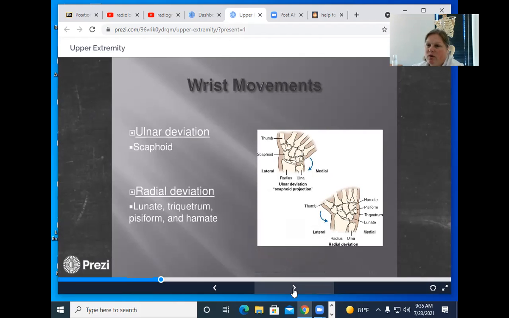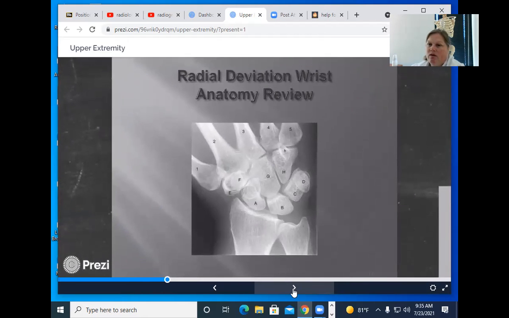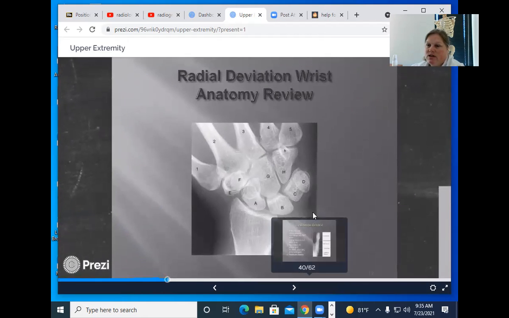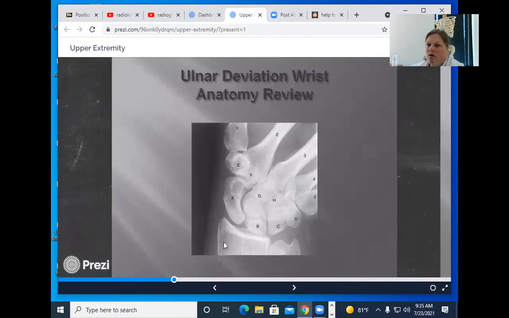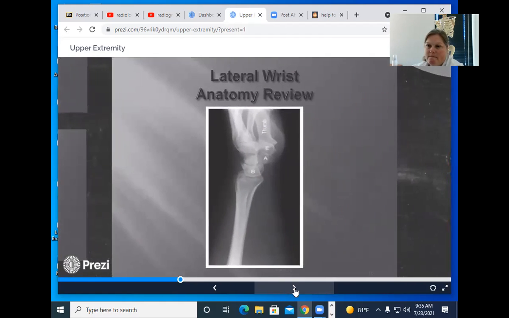Ulnar deviation will help open up the area to see the scaphoid bone. And that's a special view we're going to do. There's a radiograph of ulnar deviation, opening up this side. And then with ulnar deviation, here's our scaphoid bone, and it opens up the space around it. There's our lateral, and this is the crescent moon shape. It takes a second to pick it out. Letter B, that's our lunate.